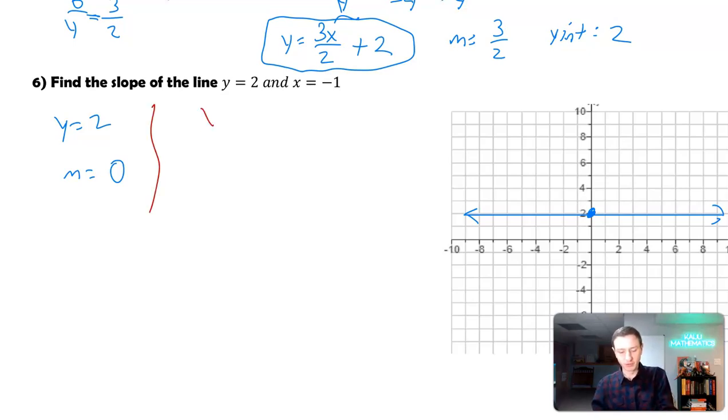Now for x equals negative 1, let's take a look at what that looks like. X equals negative 1 is going to be a vertical line at the x value of negative 1. So what would be the slope there? Well, it's a straight up and down line, so that means it would be undefined.